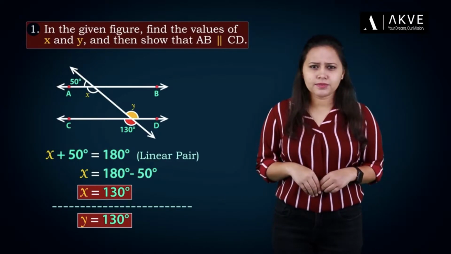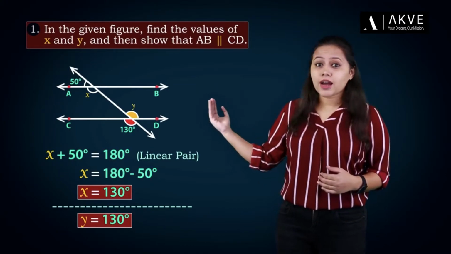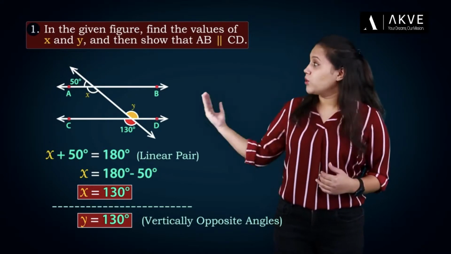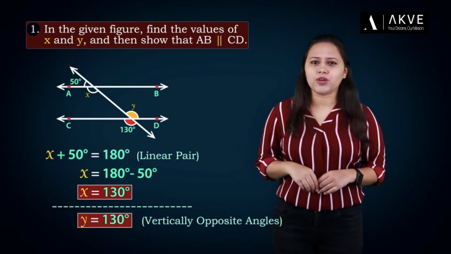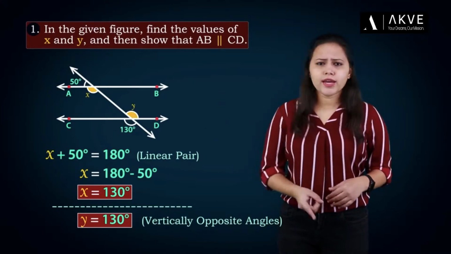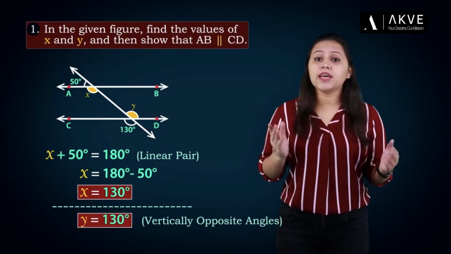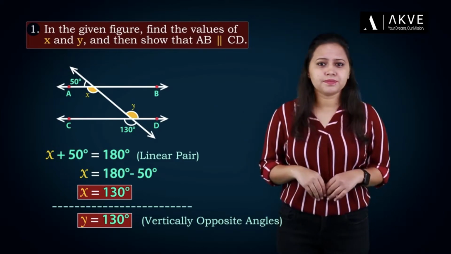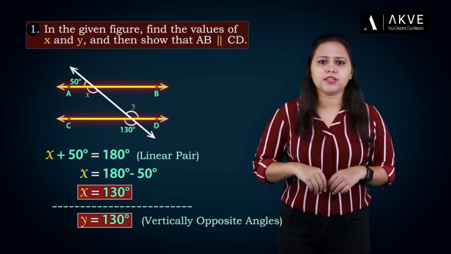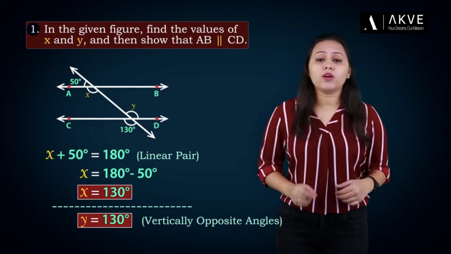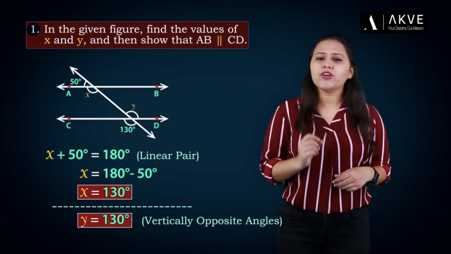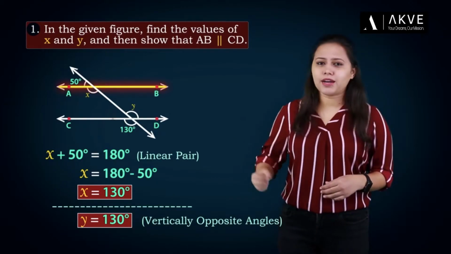Can you reason out why? Well, both these angles are vertically opposite angles. And we know that vertically opposite angles are equal. But you may wonder, why didn't I take x is equal to y to find the value of y as they are alternate angles? Because it is not given that AB is parallel to CD. Alternate angles are equal only when the two lines are parallel. In fact, here we have to prove that AB is parallel to CD.